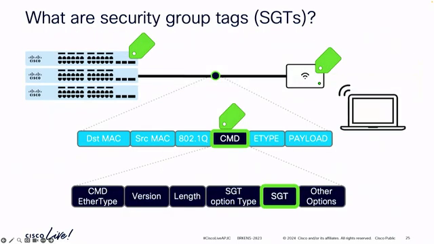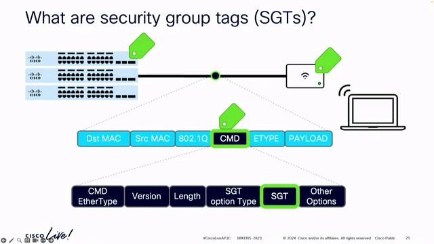With that, we are going to the main part of the session, which is security group tag. So what is security group tag? Security group tag, as you can see in this representation, is literally a 2-byte or 16-bit value that is encoded into the Cisco metadata header. And the Cisco metadata header is essentially an 8-byte encapsulation.